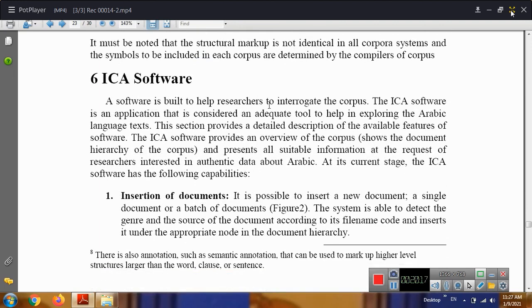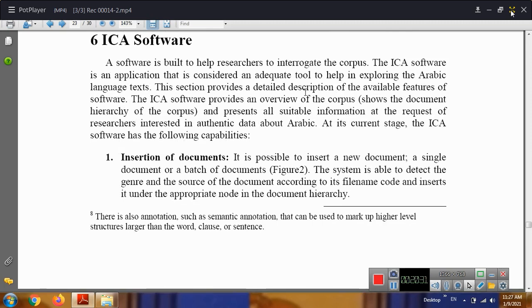ICA Software. A software is built to help researchers to interrogate the corpus. The ICA software is an application that is considered an adequate tool to help in exploring Arabic language text. This section provides a detailed description of the available features of the software. The ICA software provides an overview of the corpus and presents all suitable information at the request of the researcher interested in authentic data about Arabic.